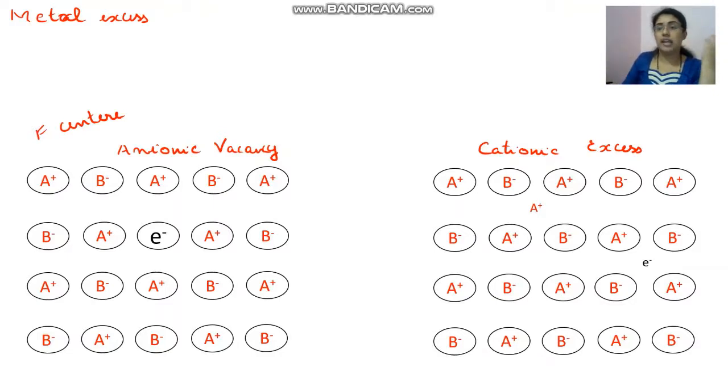Zinc oxide is one type of system which can form this cationic excess defect, and this second type, the cationic excess defect, is a little more common compared to the anionic vacancy.